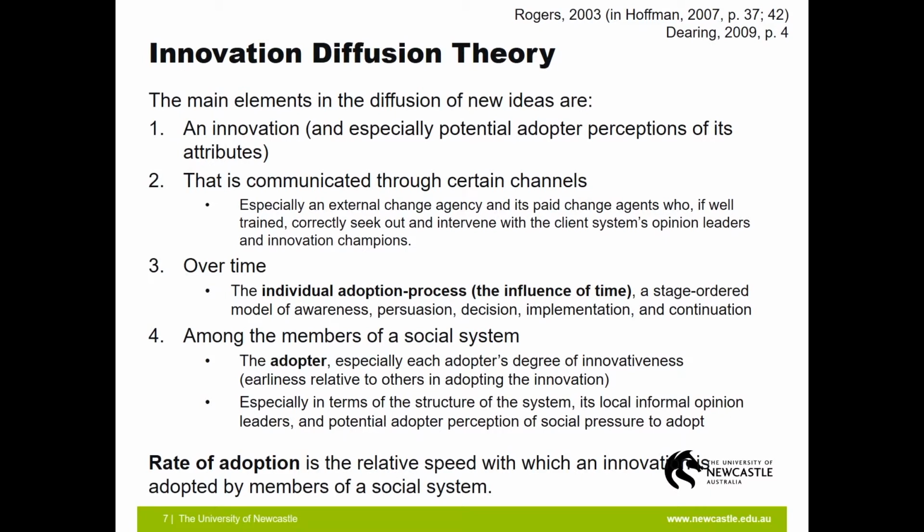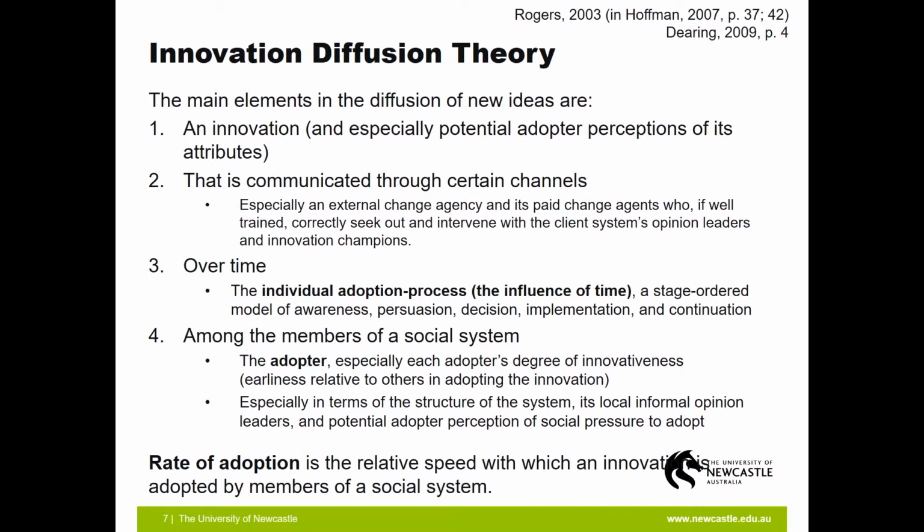Secondly, it's communicated through certain channels. So this comes to thinking about your audience, segmenting your audience, your target audience. You need to communicate to those people what this change or what this innovation is all about. So there are a few different ways you can do that.